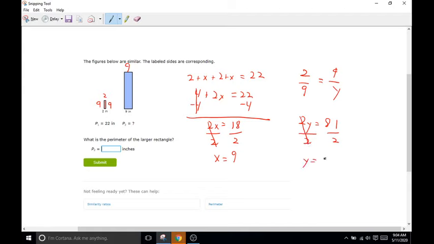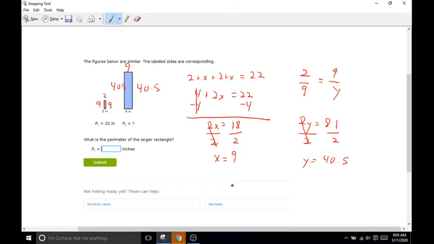And we end up with 40.5. So that means each side is going to be 40.5. Okay. And now what's the perimeter of the shape? Well, it's going to be 40.5 plus 40.5 plus 9 plus 9.